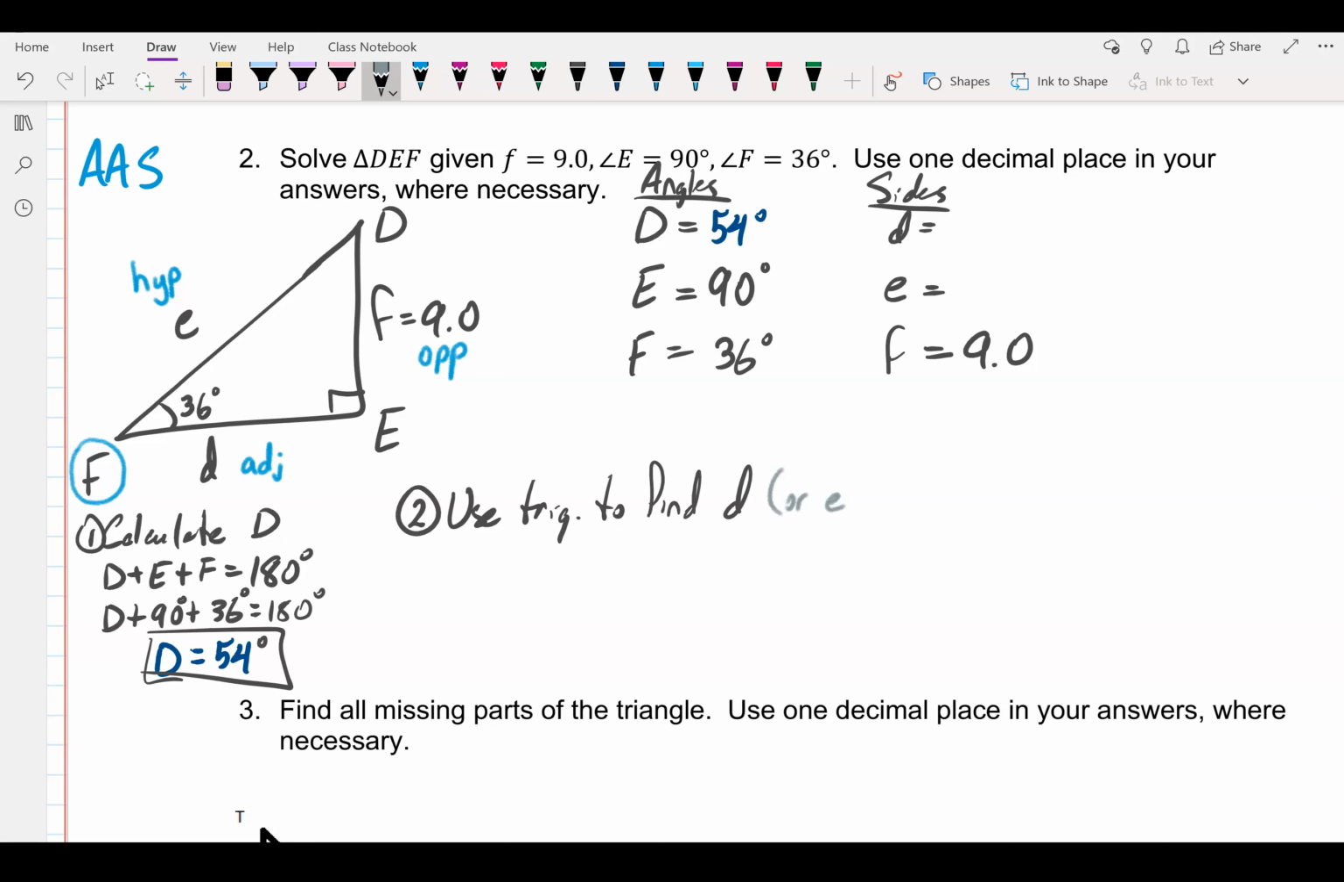So I could have chosen to solve for E. All right, let's put tan. Tan of some angle is the opposite over the adjacent. In our case, this means that tan of the angle F is the opposite side, 9.